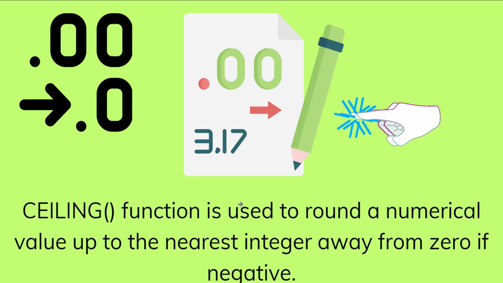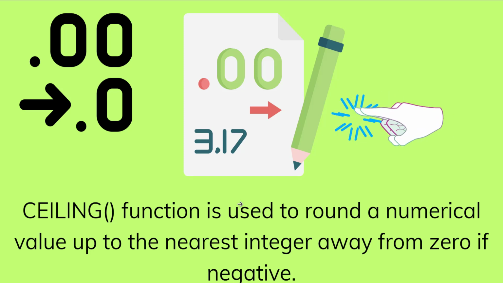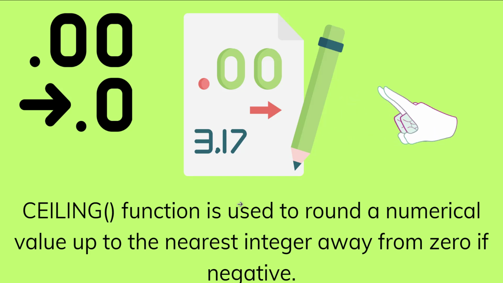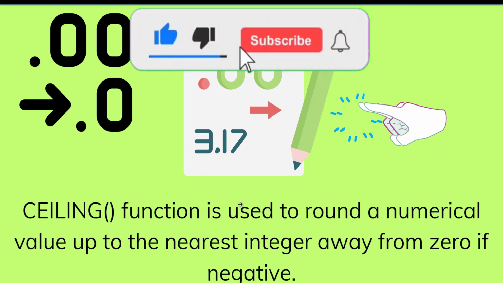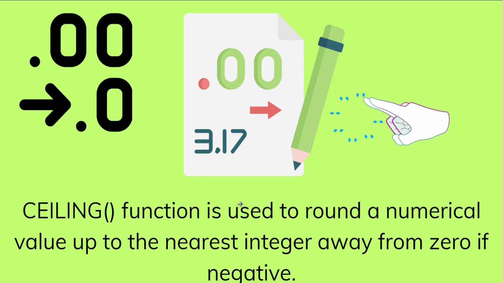The ceiling function is one of the mathematical functions of Salesforce, and it is used to carry out mathematical calculations. It is used when you want to round a numerical value up to the nearest integer, away from 0 if it is negative, and the resulting rounded value is always larger than or equal to the original value. So let's see the syntax of this function first.